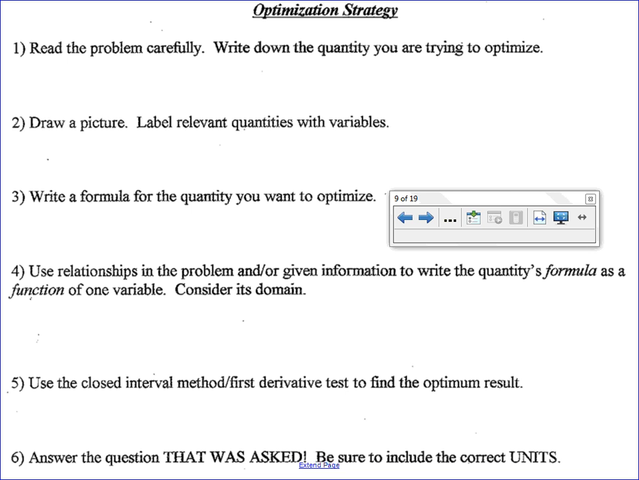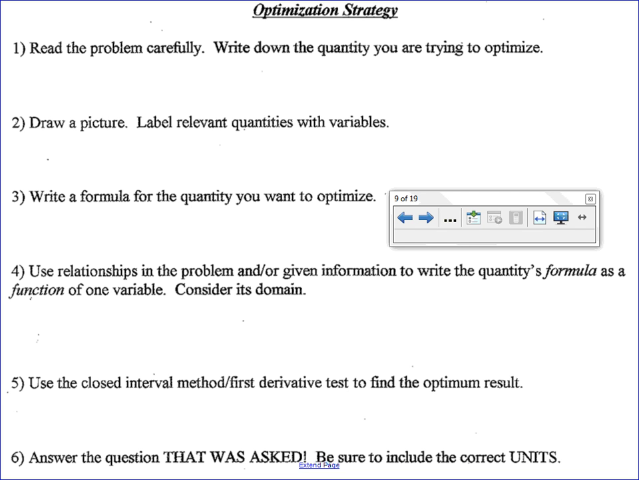So we're going to read the problem carefully, write down the quantity that we're trying to optimize. You know from last year, right, you got points actually just for writing down what it is that you're trying to do. That goal provides focus for the rest of the problem. It tells you what formula you're going to write. You're going to rewrite that formula as a function of a single variable, right? That's what you're working with, and so it provides the focus for the rest of the problem.